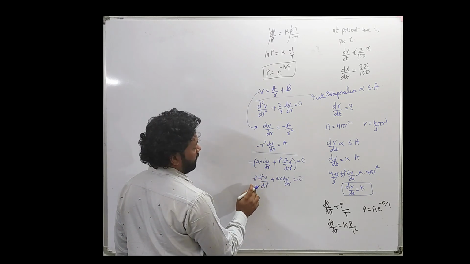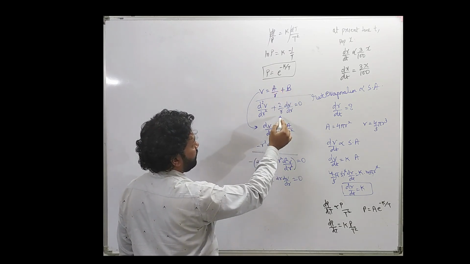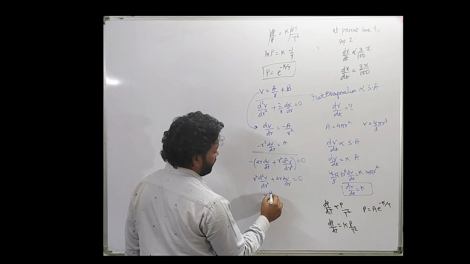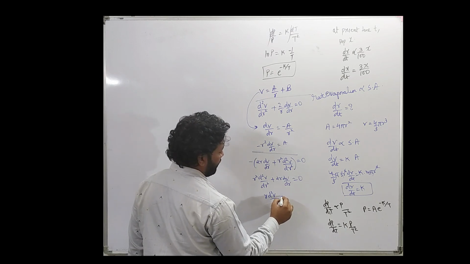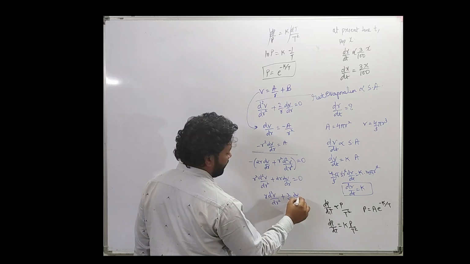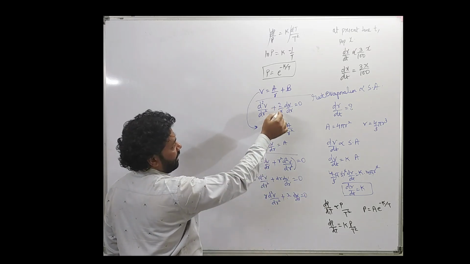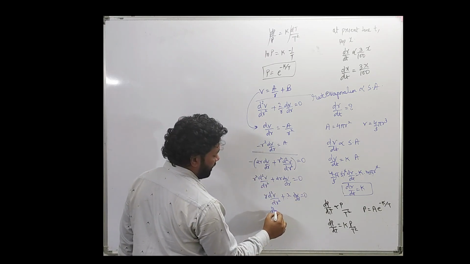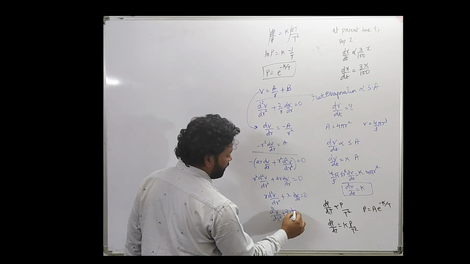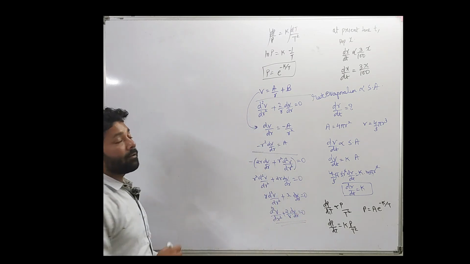Taking r common, since exactly we want this type, it will be r times d2v by dr square plus 2 by r dv by dr equal to 0. Let's take r common one more time, so it would be d2v by dr square plus 2 by r dv by dr equals 0. So this is exactly of this format.